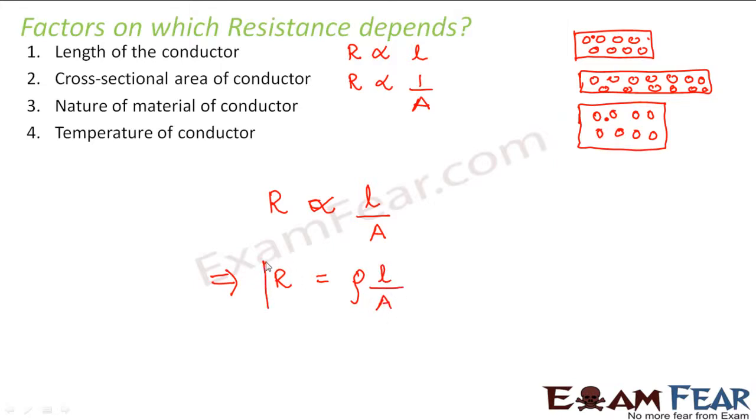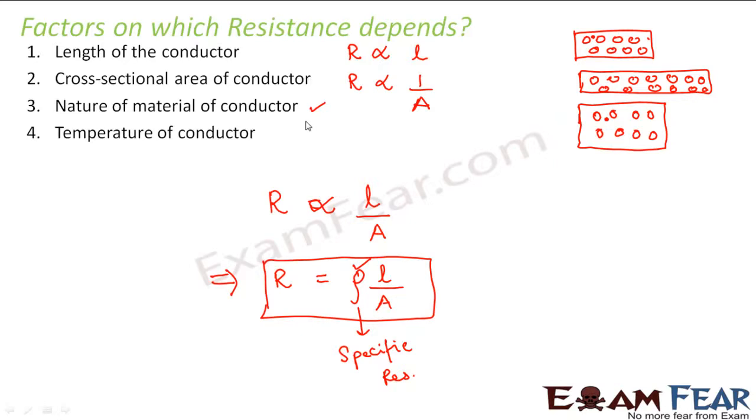And what is this rho? This rho is known as specific resistance, or sometimes it is also known as resistivity. This specific resistance is specific to a material. That means the value of rho depends on the material of the conductor. Right? So the value of resistivity is specific to every conductor.